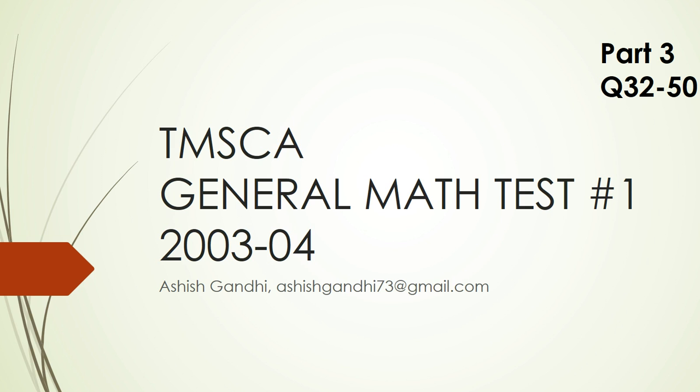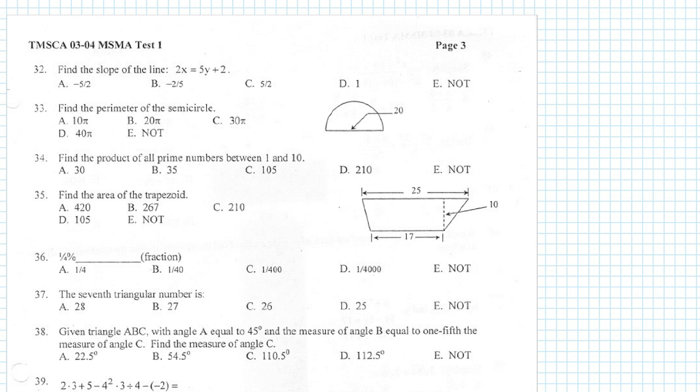Hello guys, in this video we will take a look at questions 32 through 50 for test number 1 from the year 2003 and 2004. Question 32. Find the slope of the line 2x equal to 5y plus 2.